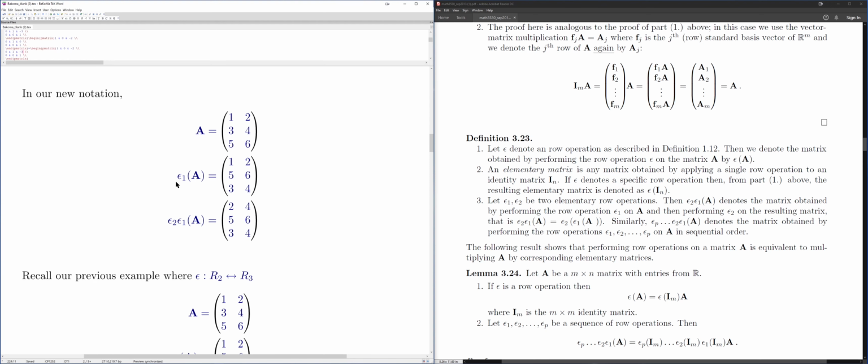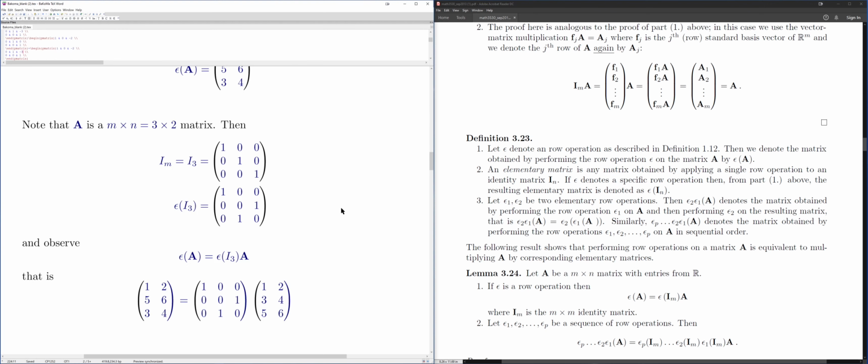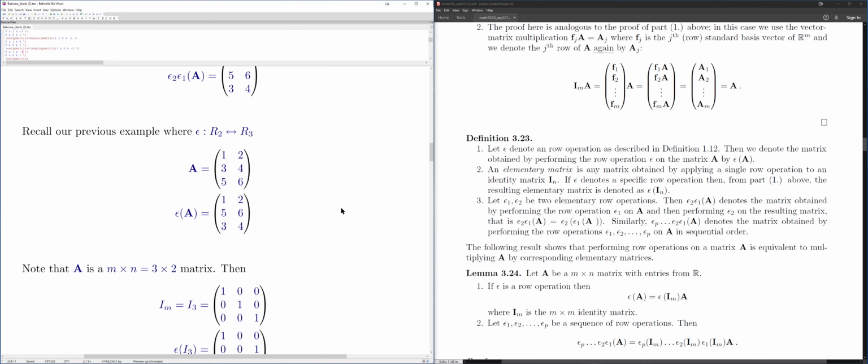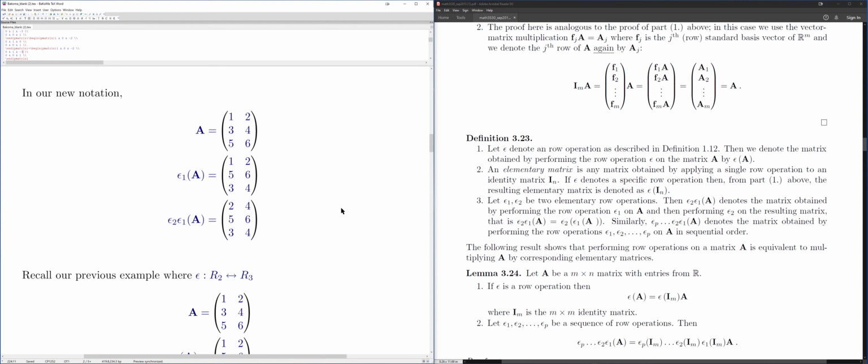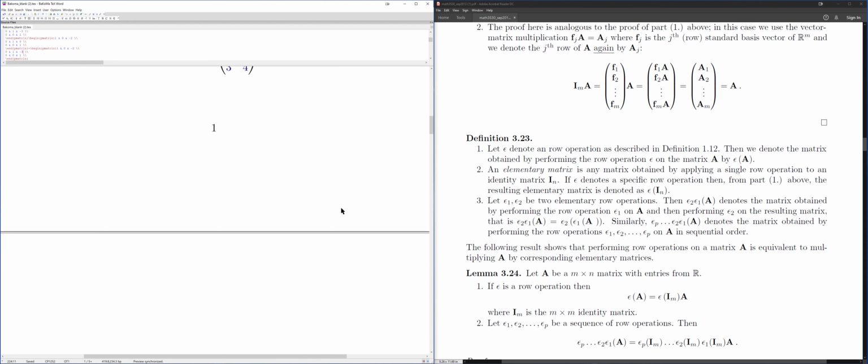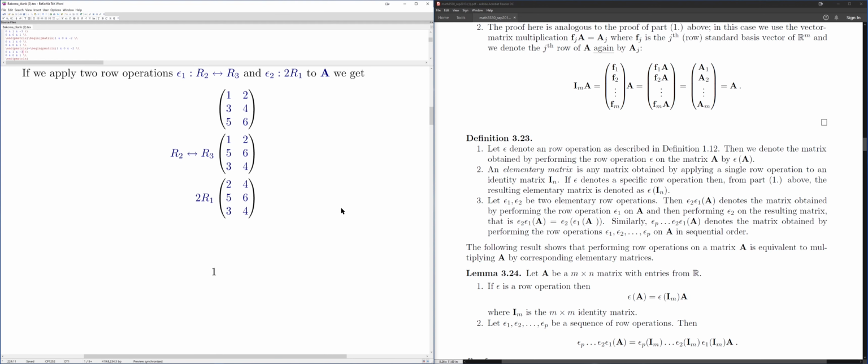Right, so apply epsilon 1, which is switching row 2 and row 3. And notice that's what I do. So this is A over here, and epsilon 1 A means that I switched row 2 and row 3. And then epsilon 2 was multiplying row 1 by a non-zero scalar 2.